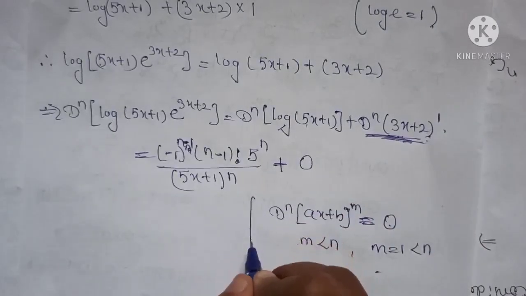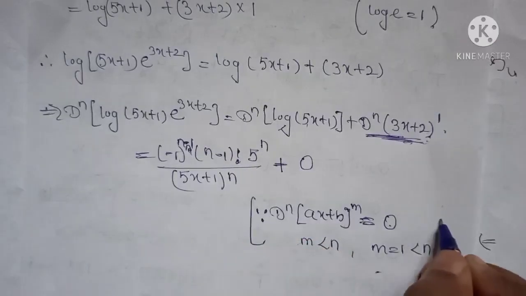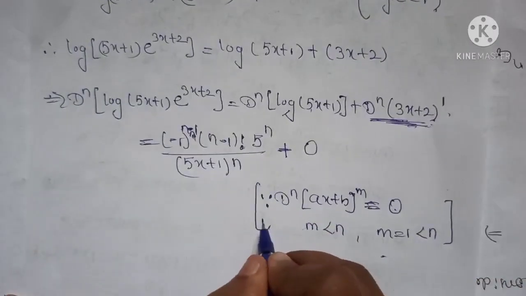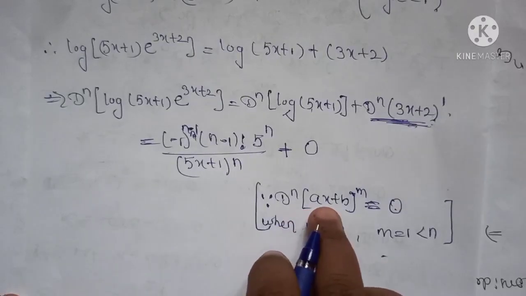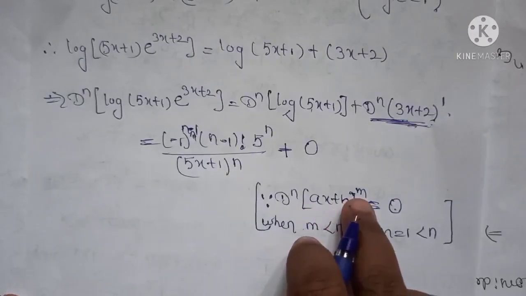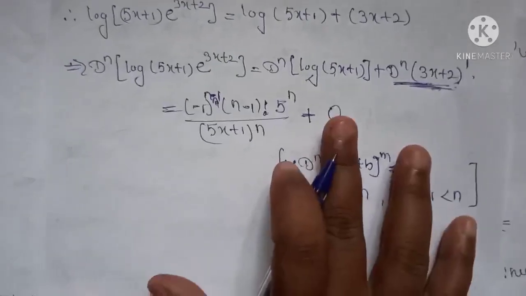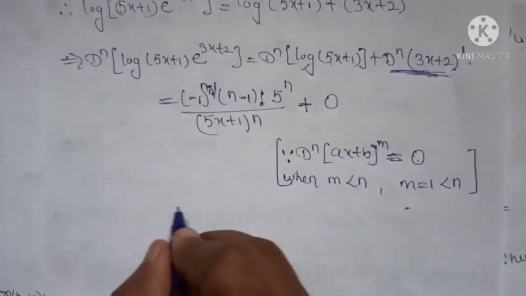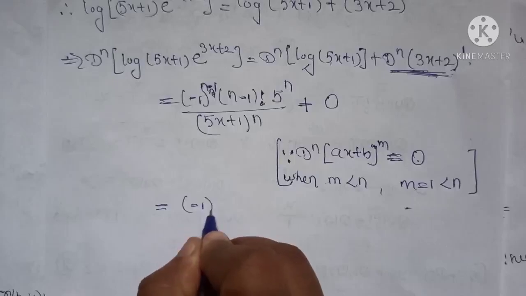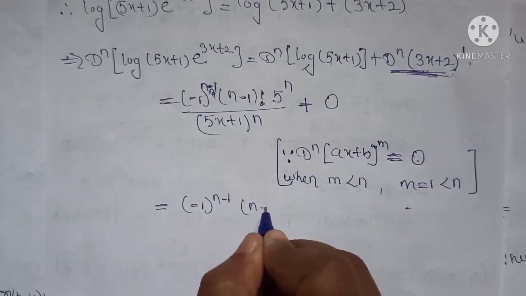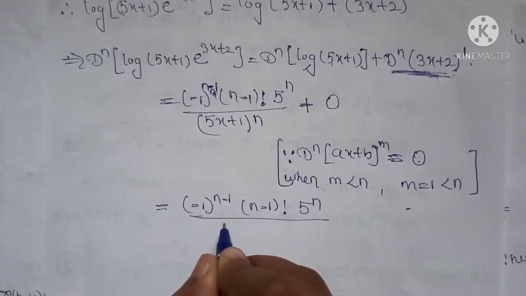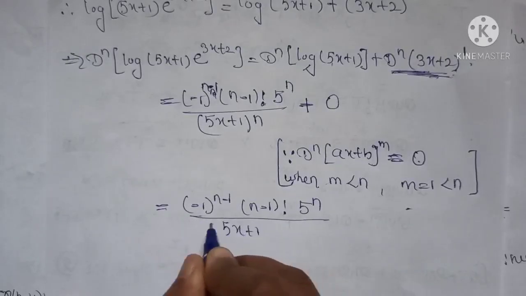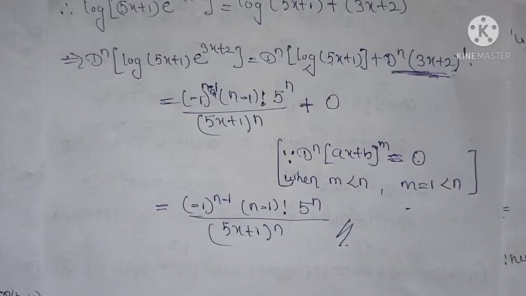Because here I have written the reason. When m is less than n, then the nth derivative of (ax + b) raised to m is equal to 0. Therefore its differentiation is 0. We get minus 1 raised to n minus 1, factorial, 5 raised to n divided by (5x + 1) raised to n. This is the required answer.